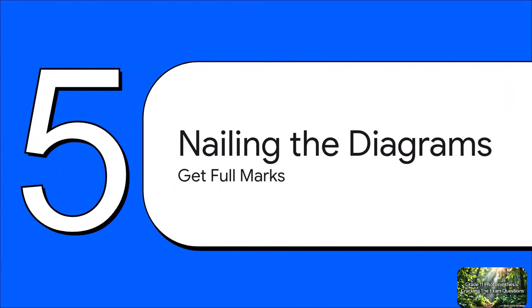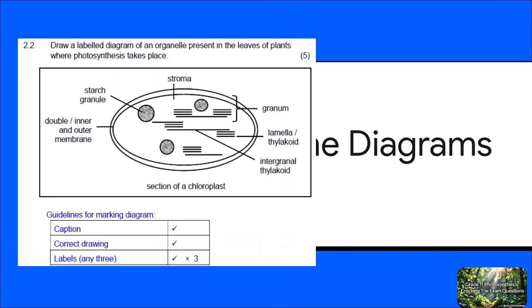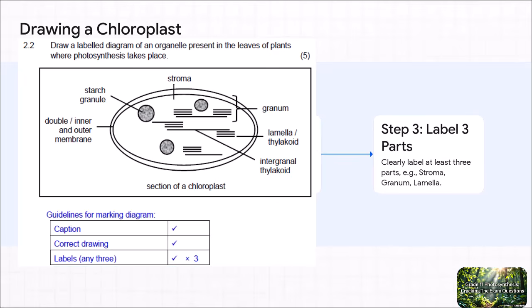All right, we're in the home stretch. Section 5, our final section, is all about diagrams. And here's the good news. You do not need to be an amazing artist to get full marks. You just have to be clear, accurate, and follow the rules. Seriously, just think of it as a checklist for easy marks.